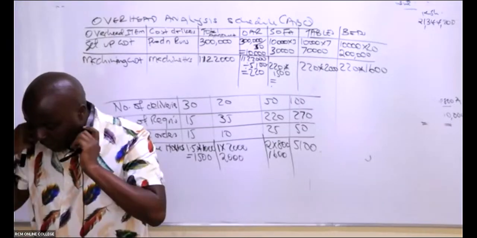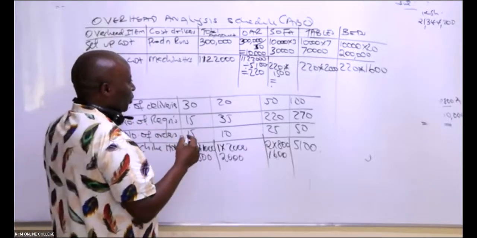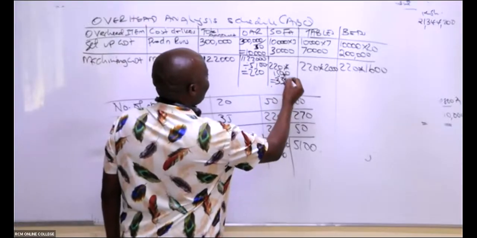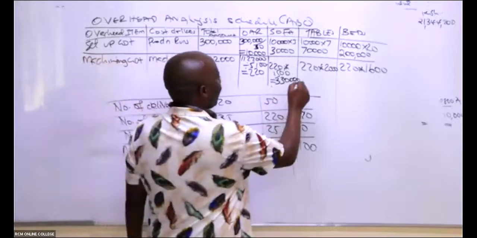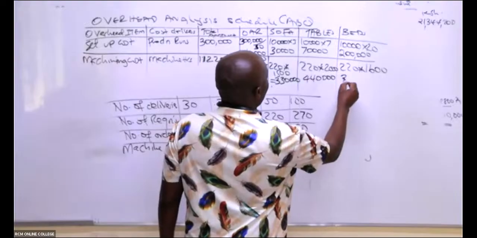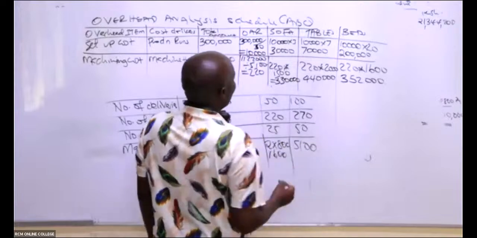So I find in the rows they have given me answers. The first one I'm being told is 330,000. The second one, 440,000. The third one, 352,000. Thank you so much.